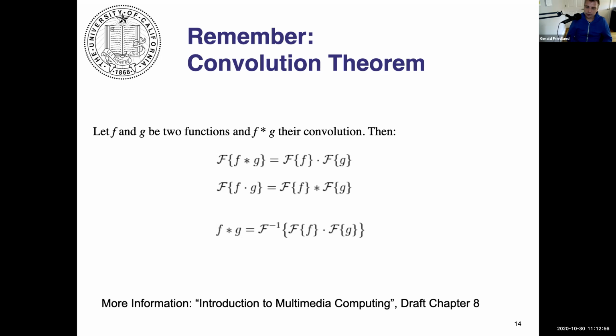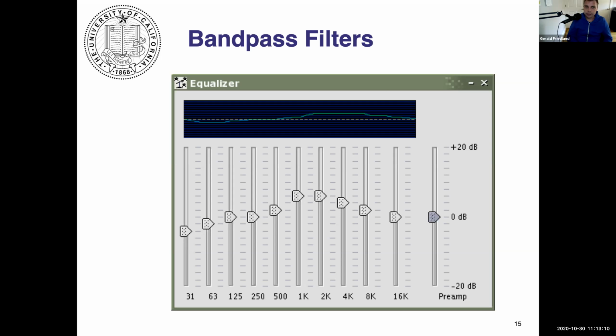Okay, it's just something to keep in mind if you ever get into trouble. Like, how do I do this? Yeah, you do this dimension by dimension, or whatever your convolution is. Okay. Another very important tool in the audio realm is this. It's called a bandpass filter.